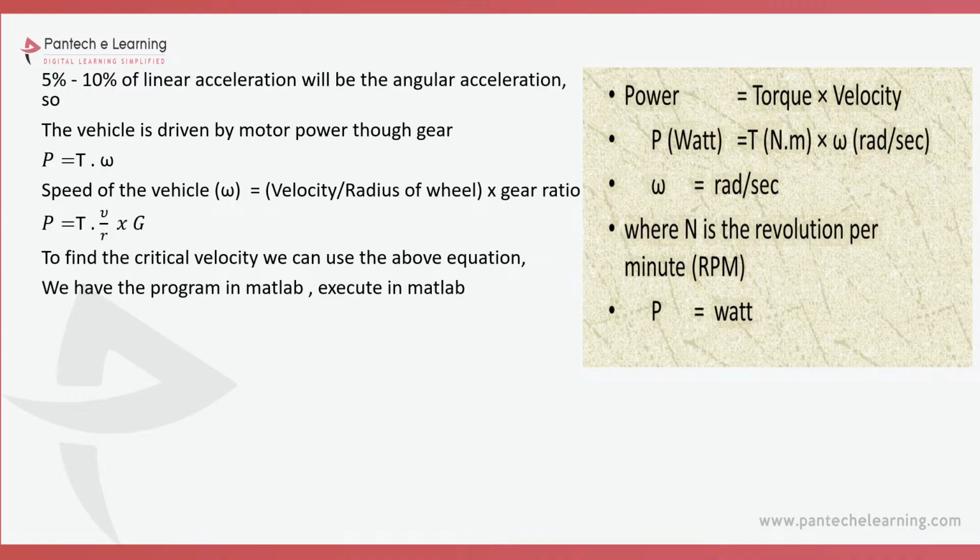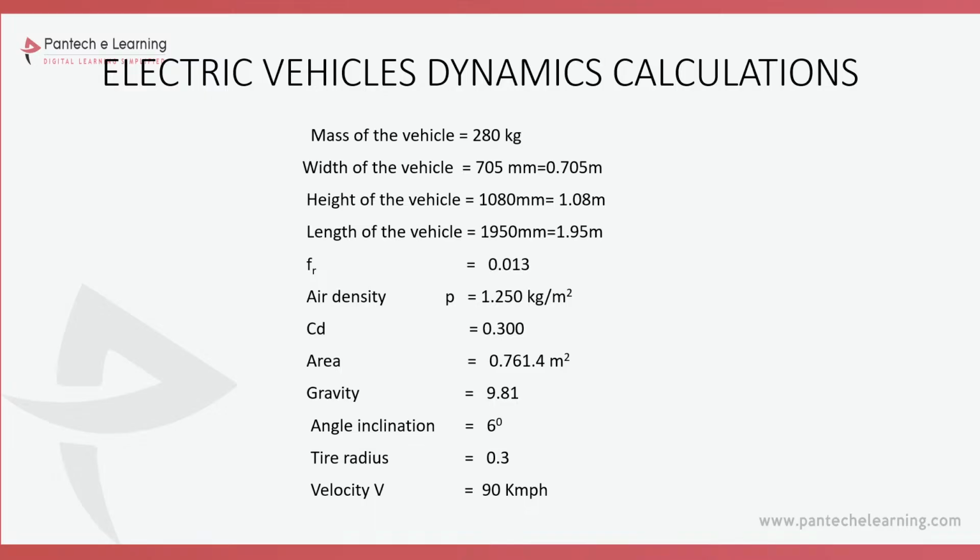Now we can see the examples. Electric vehicle dynamics: how to find the calculations. This is real-time calculation. In industries also, these are the steps we follow to find the motor power, what type of motor we can select, and for this motor how to choose the battery pack. The same concept is also used in industries.